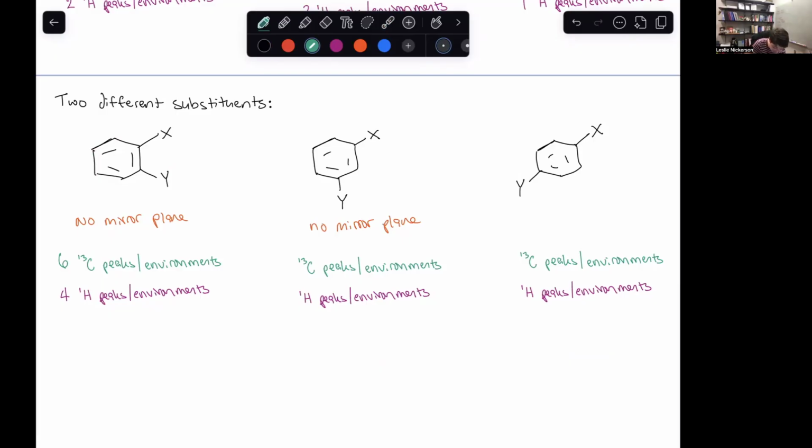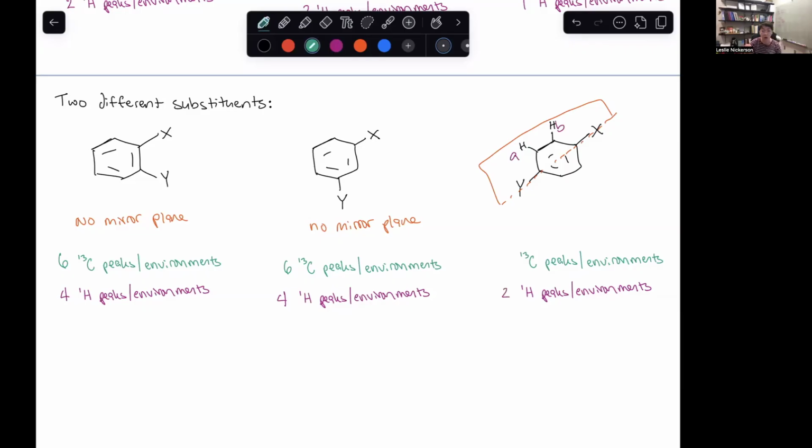And that's going to be the same over here, where I've got the 6 carbon environments and the 4 proton environments. When we get to the para substitution, now that we have them kind of lined up on the diagonal there, now we can think about doing a plane of symmetry. So we can have that, with that being our little box. And then we've got the 2 H's. So we've got an A and a B proton environment. So we've got 2 proton peaks.